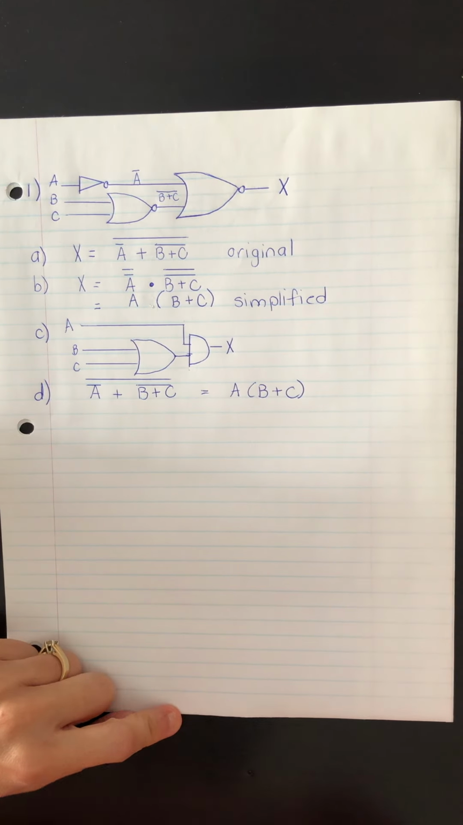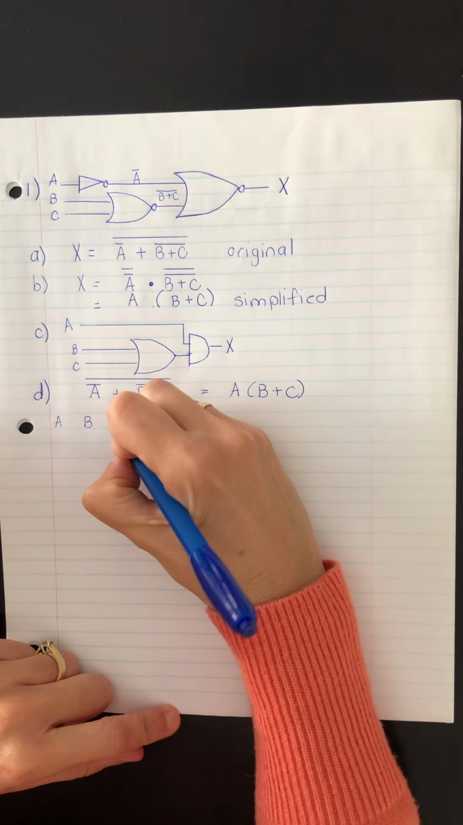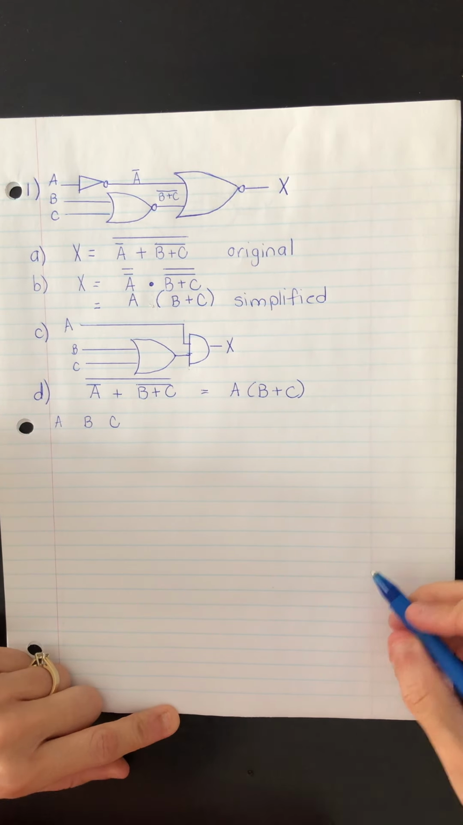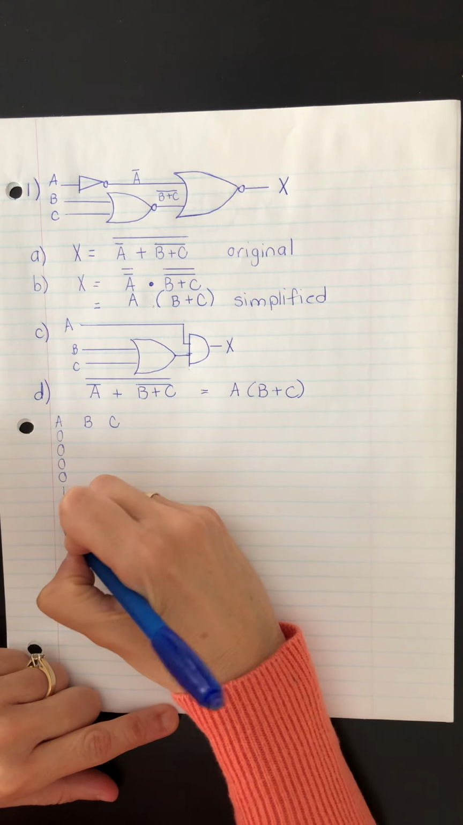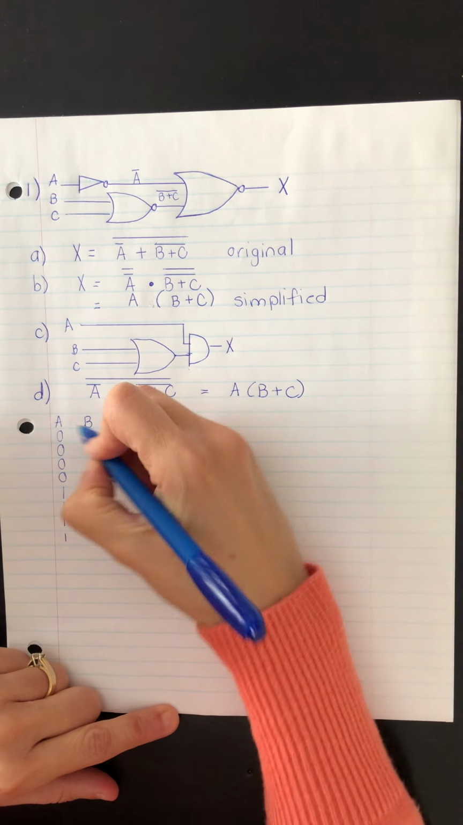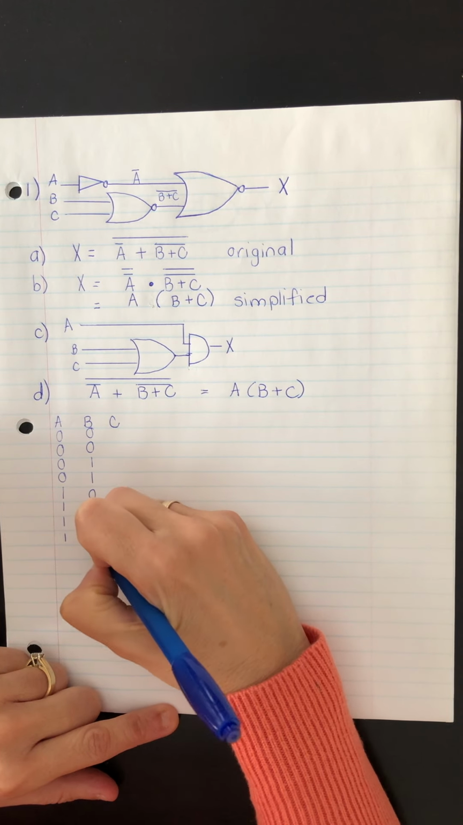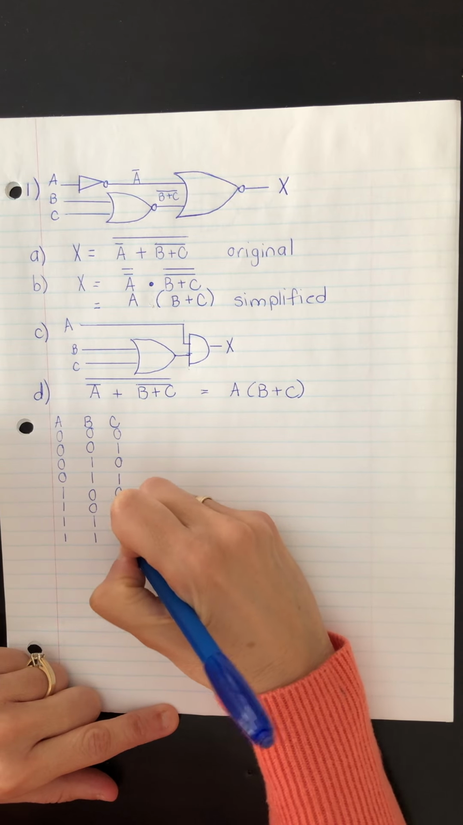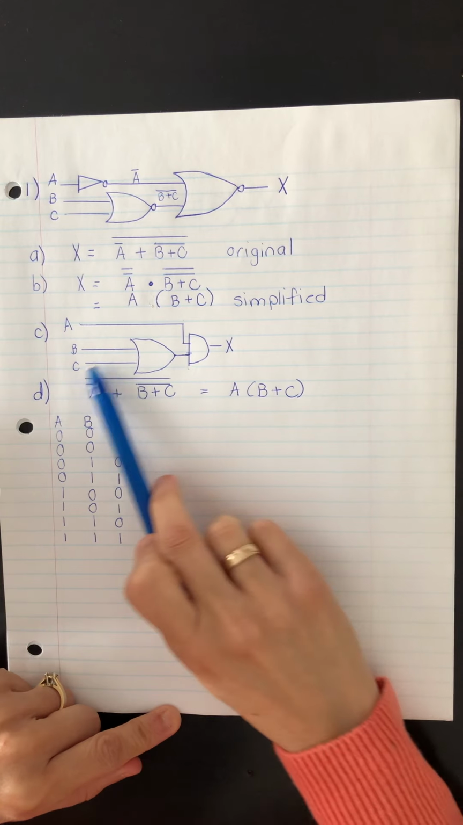Now we have the letters A, B, and C. So we know this means we will need 8 rows in our truth table. So we use our pattern for A, our pattern for B, and our pattern for C. And now we're going to try to set up this left side.